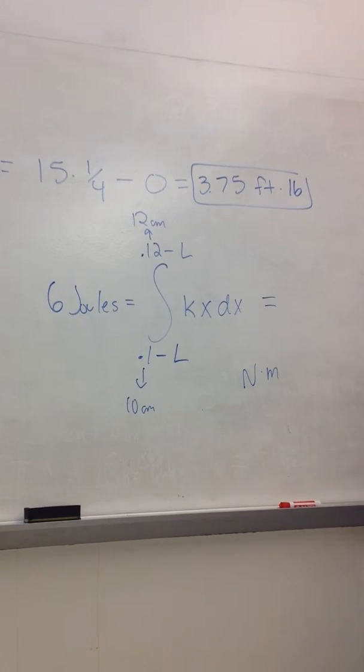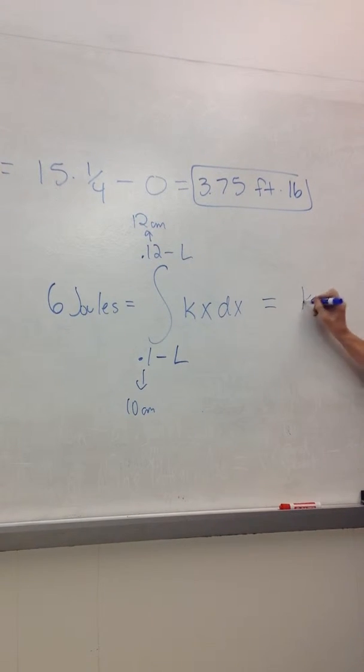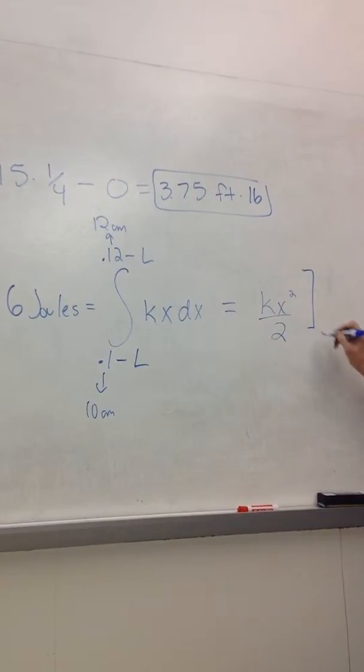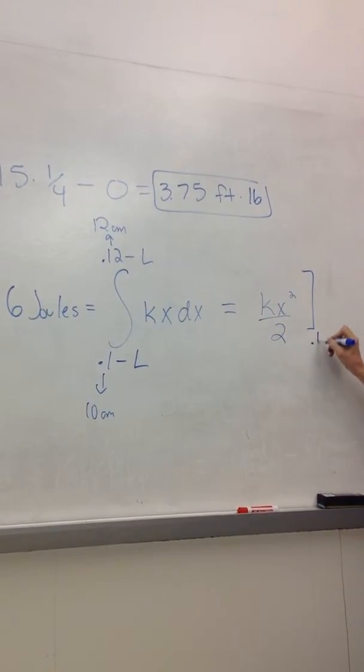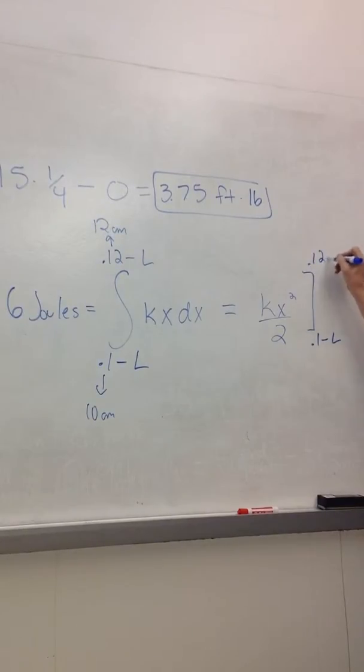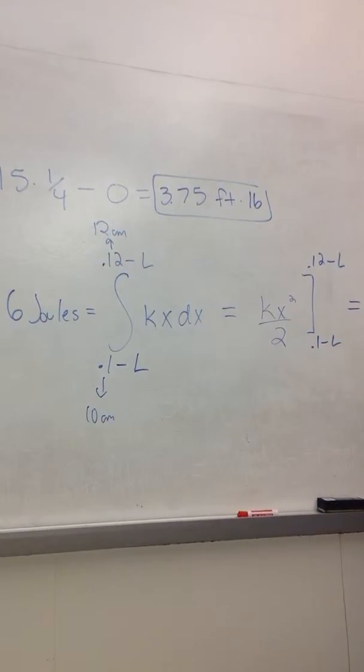So working through that problem, I get kx squared over 2 evaluated between 0.1 minus L and 0.12 minus L is supposed to equal the number 6.